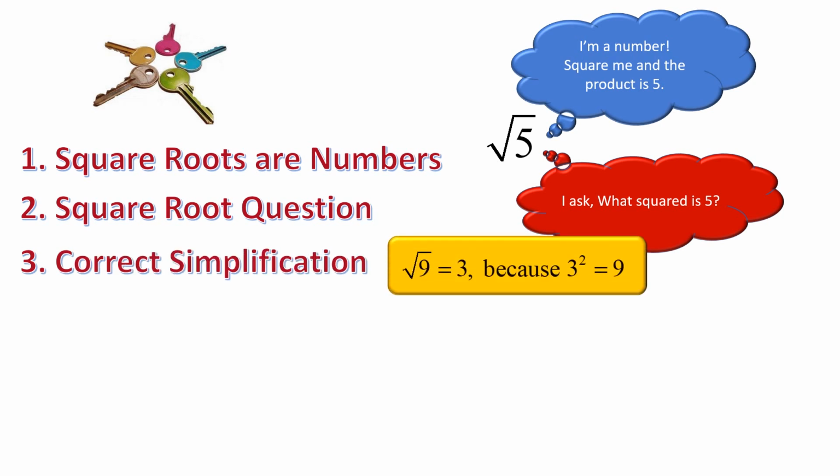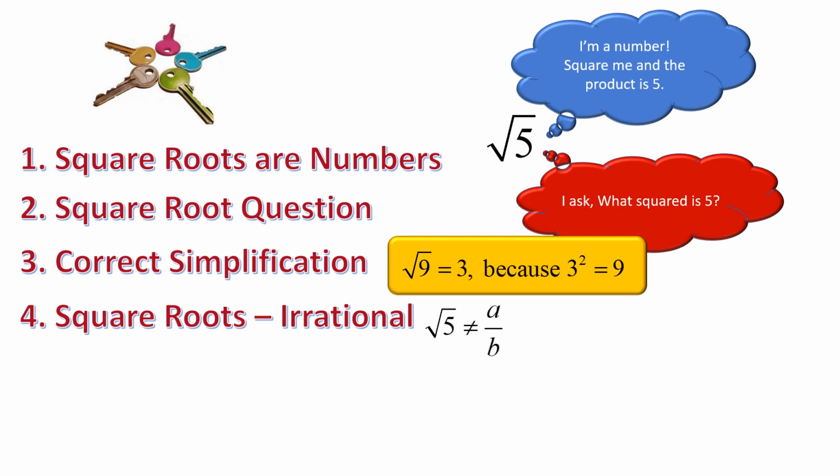The third key concept we want students to understand is why the square root of 9, for example, is equal to 3. We want them to understand why the simplification works and how to know if they're correct or incorrect. Our fourth idea is that a lot of square roots are irrational numbers. That means they cannot be written as a ratio of integers, nor can they be written as a decimal. The square root notation is the most concise and clear way we have of writing a lot of irrational numbers.